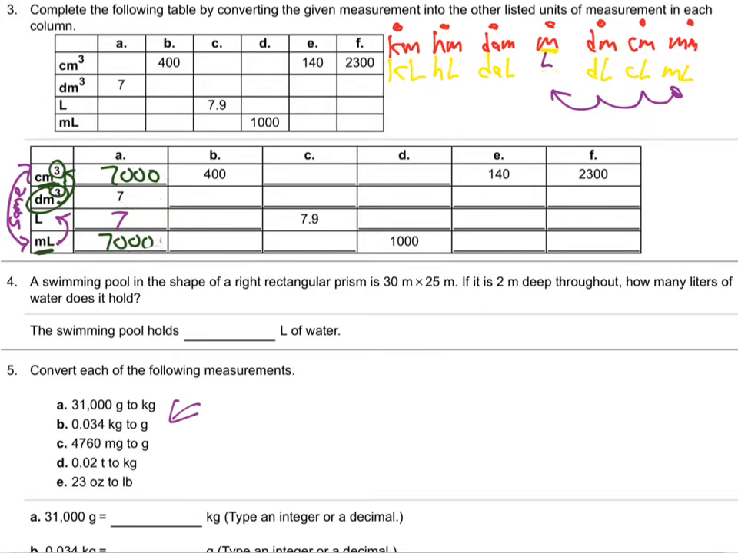So there we go. Now it's correct. Let's try the next one. 400 cubic centimeters. I can jump it down here right away because remember, they're the same. A cubic centimeter is the same as a milliliter. Just put it right down there.